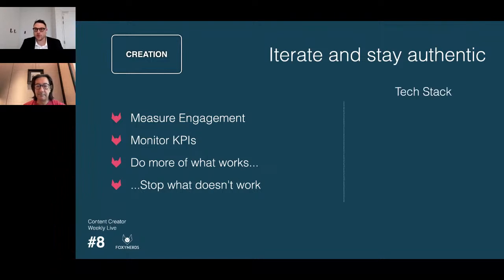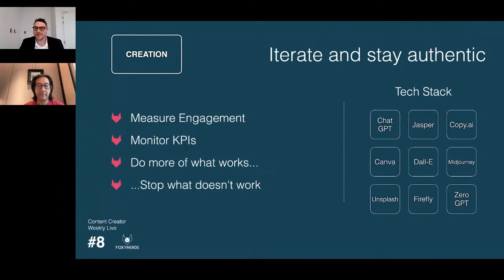So just some cool tools also to use, Cyril. Yes, so ChatGPT, Jasper, CopyAI are great AI generative tools. That's the standard one. Canva, DALL-E, and Midjourney are great for everything related to visuals. Canva also has a big advantage, it integrates more and more AI tools natively. And of course, to make your content more appealing, you can always find photo and video stock, like Unsplash. ZeroGPT is also great in order to detect if your content looks like AI generated.